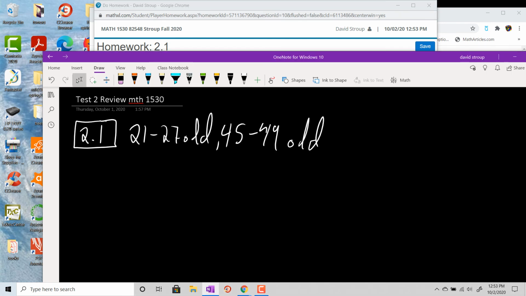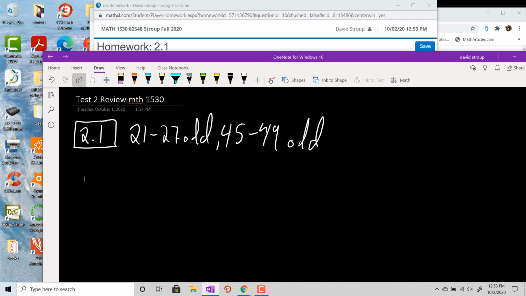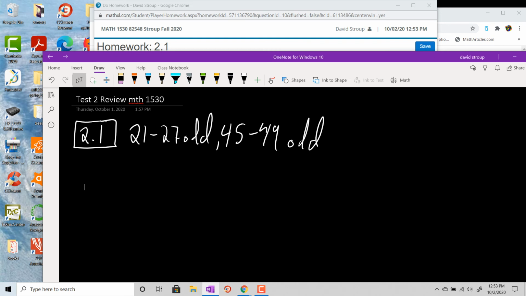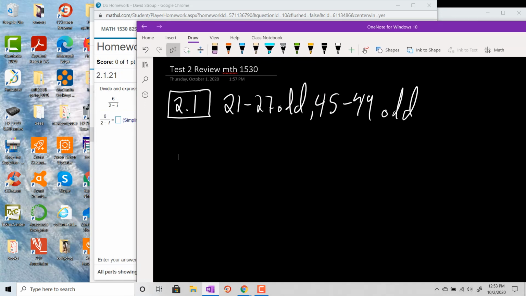That's not in my set of 21 to 27, so I'm going to go ahead to 2.1.21. Yeah, that's the kind of problem that you would see on the test. It's a division problem. I expect you to know how to add and multiply complex numbers though, so I may even put one of those on there just to keep you on your toes. But let's take a look at an example.